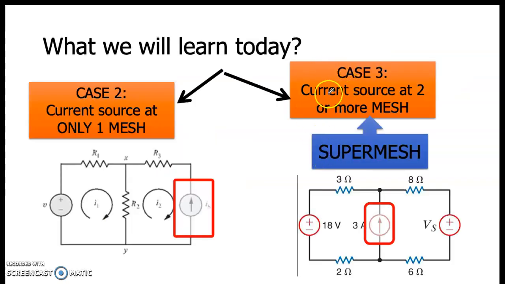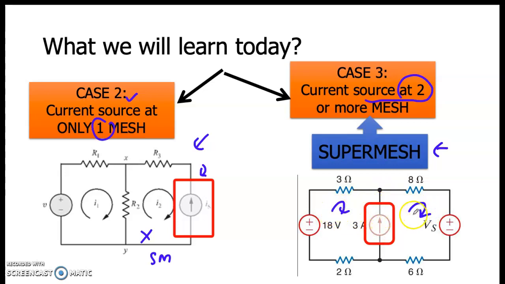So which one is actually super mesh? On the left circuit here, the current source is connected at only one mesh, either the most right or the most left. We call this case 2. So this is not super mesh. What is actually super mesh is the current source that exists at two or more meshes. Here we have one mesh and here we have another mesh. Then between these two meshes, there is a current source. So we call this one super mesh.